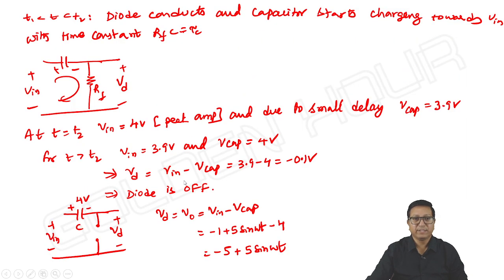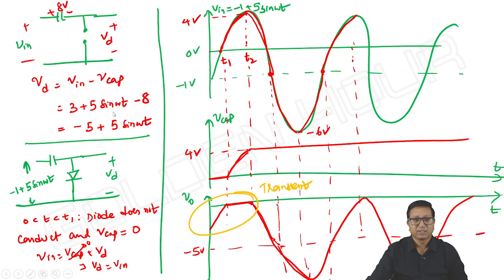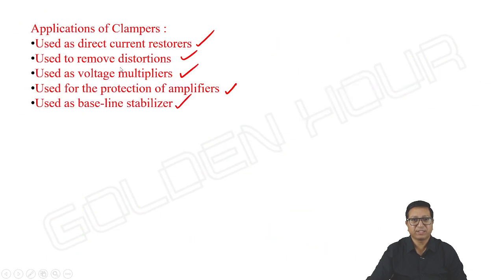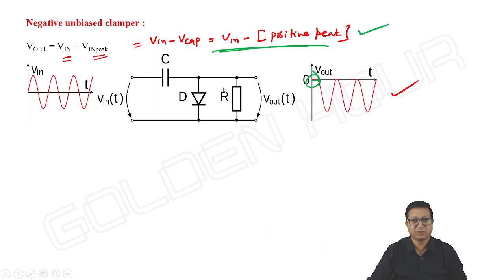So far, what we did is we have considered a basic negative clamper circuit under ideal conditions. We do not have any resistor, but if you take the practical clamper circuit, I showed some resistor across it. What is this resistor for? Let us see this.